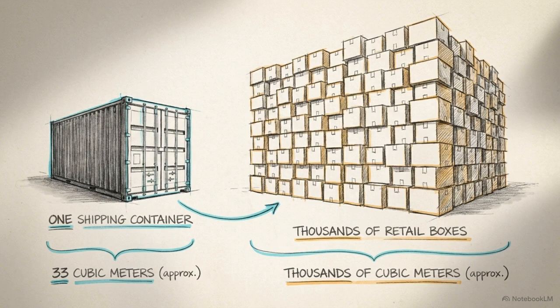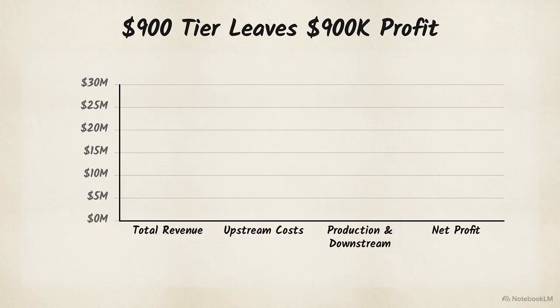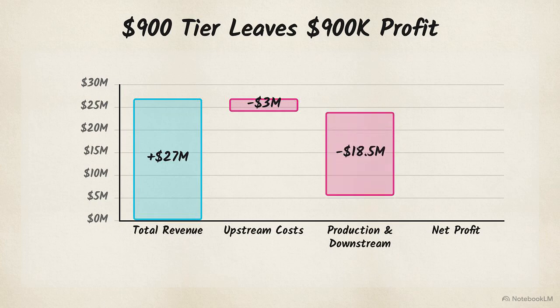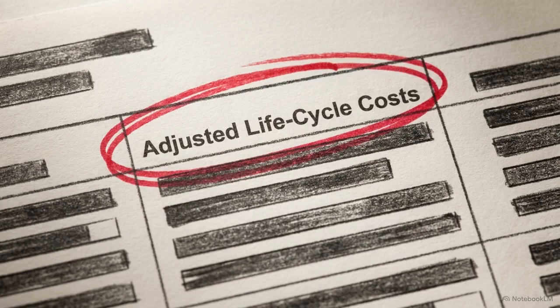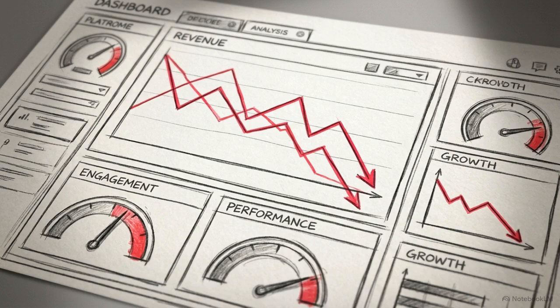calculating the $900 price point over 5 years at 6,000 units per year yields $27 million in total revenue. When we deduct the standard $3 million upstream, production, and downstream costs over that timeline, the $900 price tier leaves a net profit of $900,000. Moving to the $1,125 price point, at a lower volume of 4,800 units, the 5-year total revenue is exactly the same, $27 million. However, we must now deduct the adjusted lifecycle costs, including the $1.5 million upstream engineering penalty and the inflated downstream customer service metrics.